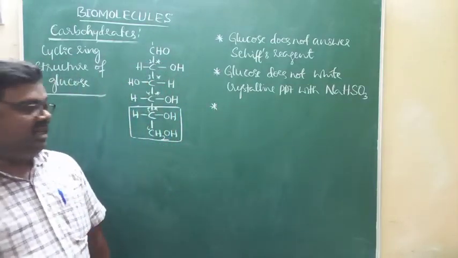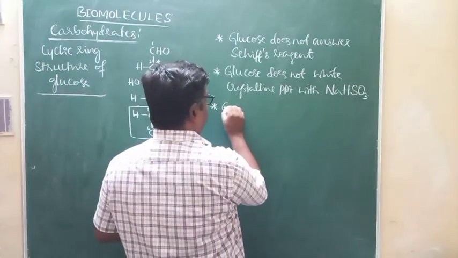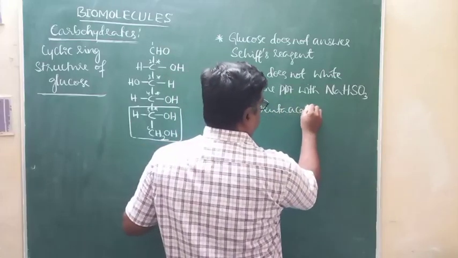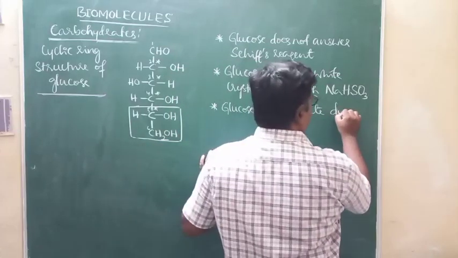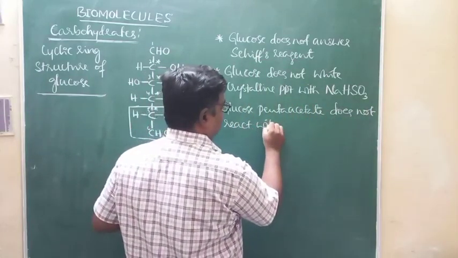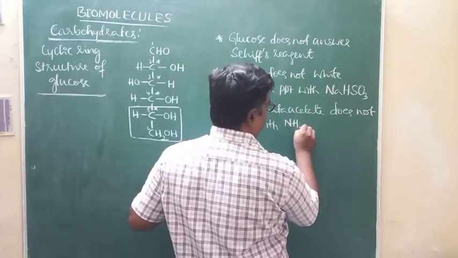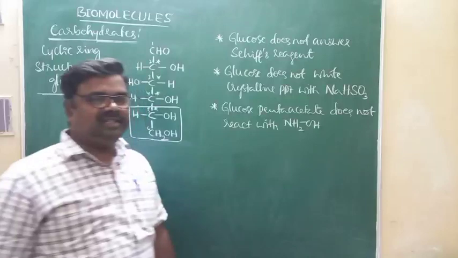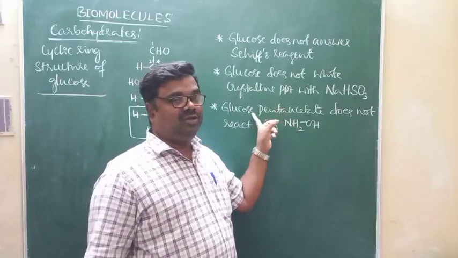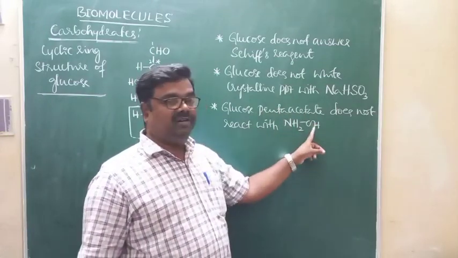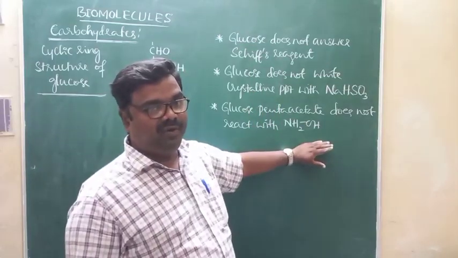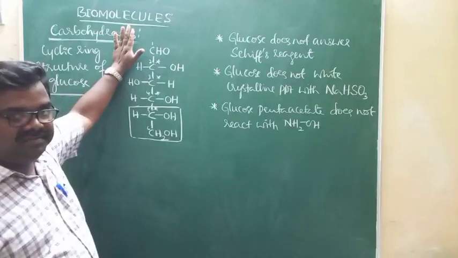And the fourth observation is that glucose pentacetate does not react with hydroxylamine. In the case of glucose pentacetate, even though an aldehyde group is present, it does not react with hydroxylamine. Aldehydes and ketones will react with hydroxylamine. This property of glucose cannot be explained by open chain structure.